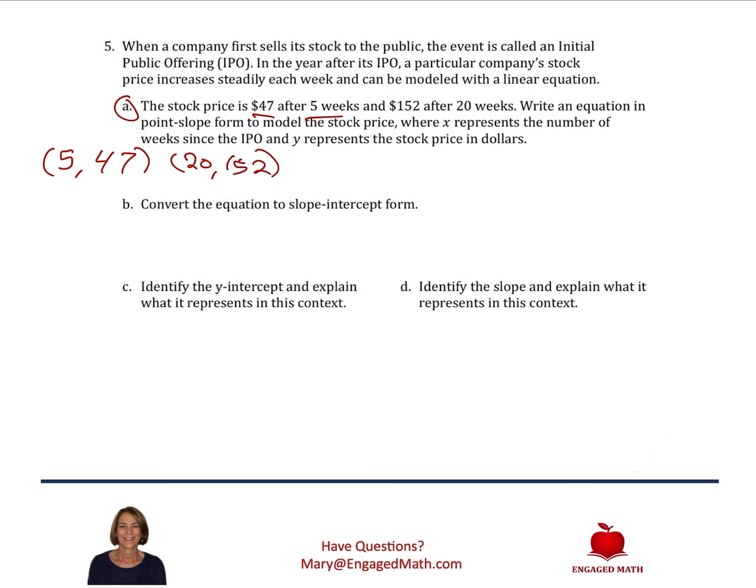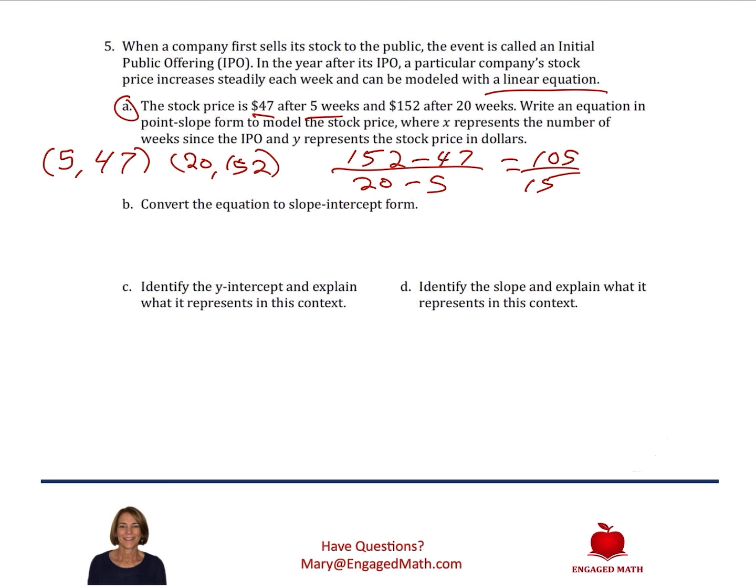So now we can figure out what the slope is of this situation, which is really going to be a linear equation. And we know that, by the way, because they told us it can be modeled with a linear equation. So the slope is y2 minus y1 over x2 minus x1: 152 minus 47 over 20 minus 5. Sorry, I'm jumping too quickly to the answers. So the numerator is 105 and the denominator is 15.